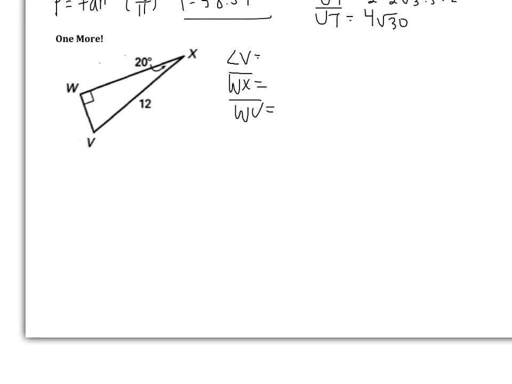I will tell you that WV should end up to be 4.10. I still need to see the setup for it. So 2 setups for the sides and a setup for the angle. Good luck!